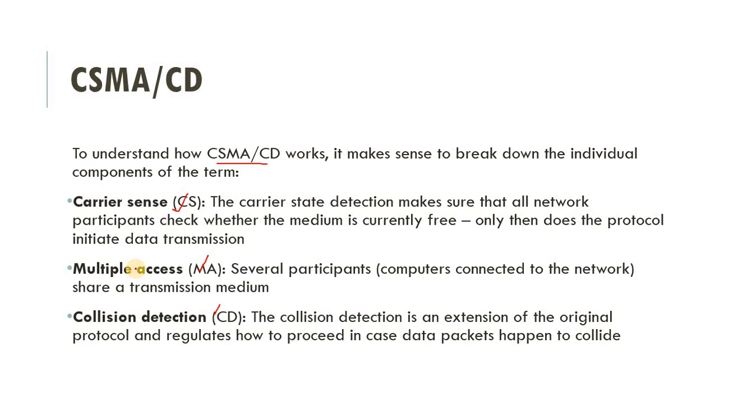Second is multiple access. Several participants, like computers connected on the network, share a transmission medium. So multiple nodes or computers simultaneously sharing one common channel for transmission is multiple access. And the third is collision detection. Collision detection is an extension of the original protocol and regulates how to proceed in case data packets happen to collide. So why is collision detection used? Suppose a collision is created on the channel, then how can we identify that collision? For that, collision detection is used.